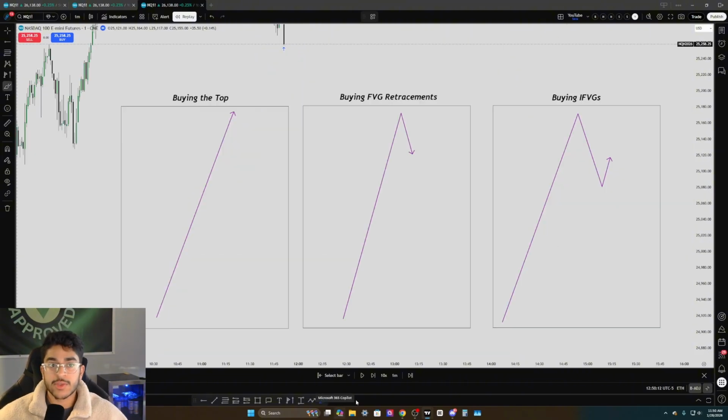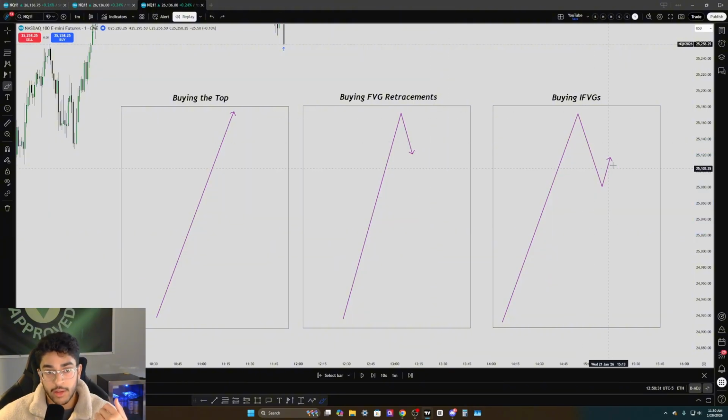So in summary, let's review the 3 ways that people would be catching long. So you're either buying the top, which has the least amount of confirmation and the most risk because price can come right back down anytime and stop you out. Or you're buying FVG retracements, which is okay, but you don't know what sort of reaction is going to occur at that FVG if price just wants to keep going through it.